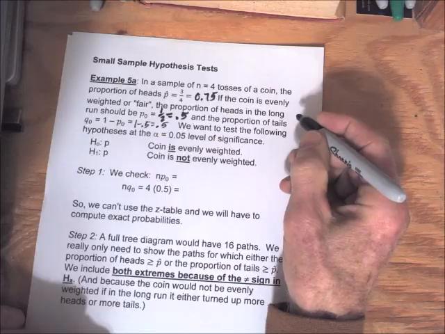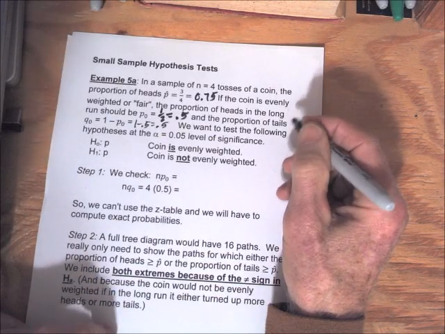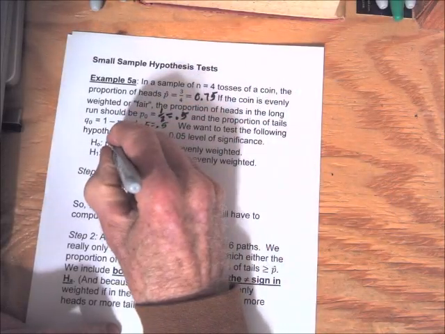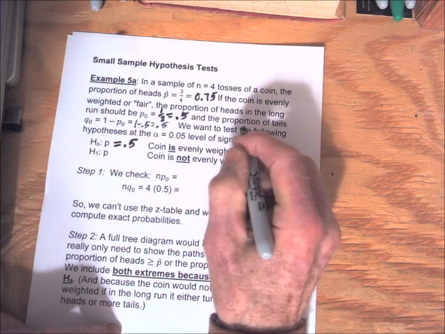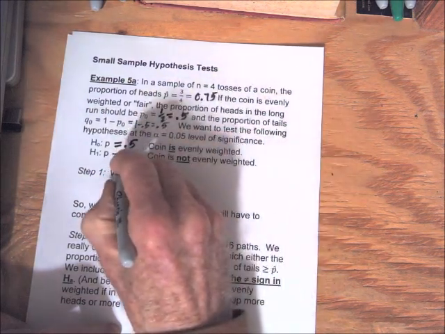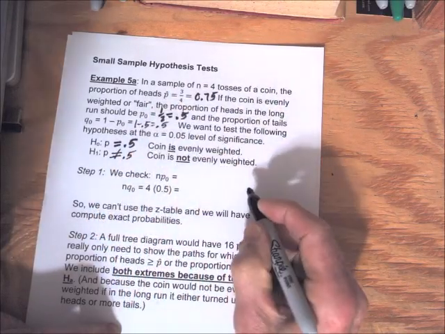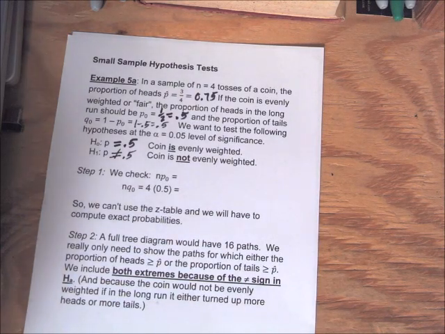And we want to test the following hypotheses at the alpha equals 0.05 level of significance. P equals 0.5. If the coin is evenly weighted, we expect heads to turn up half the time. If the coin is not evenly weighted, it could be either less than half the time or more than half the time. So this is a two-sided test. The coin would be unevenly weighted if there's either more heads than tails or fewer heads than tails.